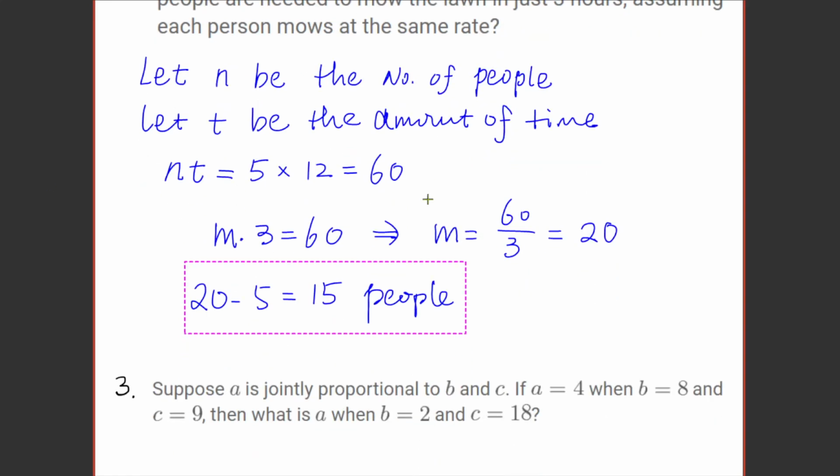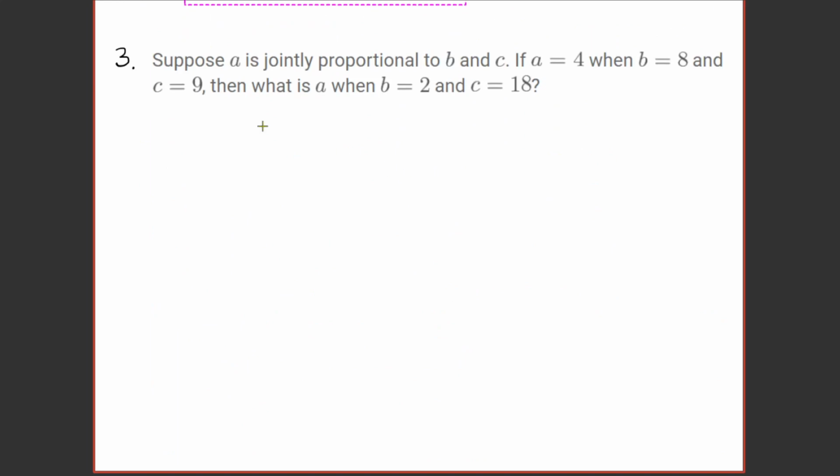Okay, if no questions, let's have a look at the next one. Suppose A is jointly proportional to B and C. If A equals 4, when B equals 8 and C equals 9, then what is A when B equals 2 and C equals 18? So if A is jointly proportional to B and C, that means there exists a constant K such that A over B, C equals constant K, right?